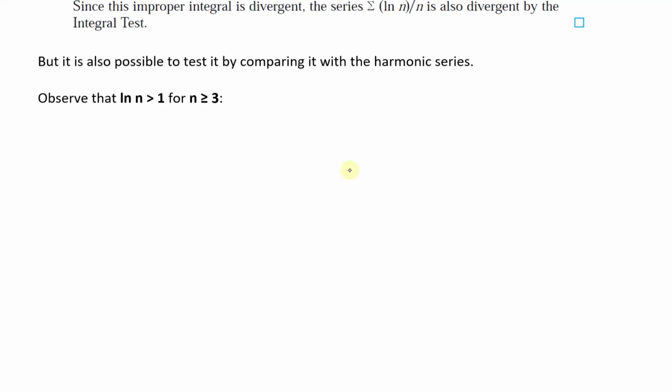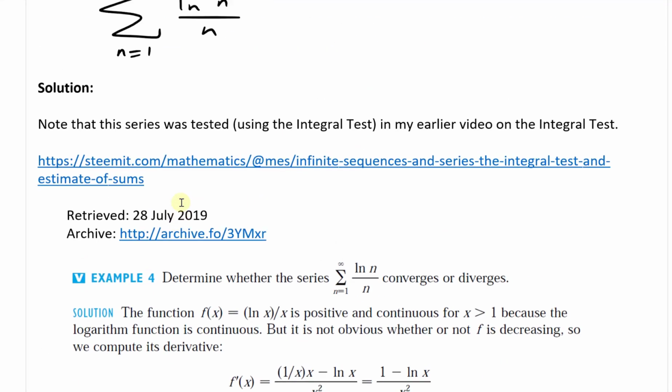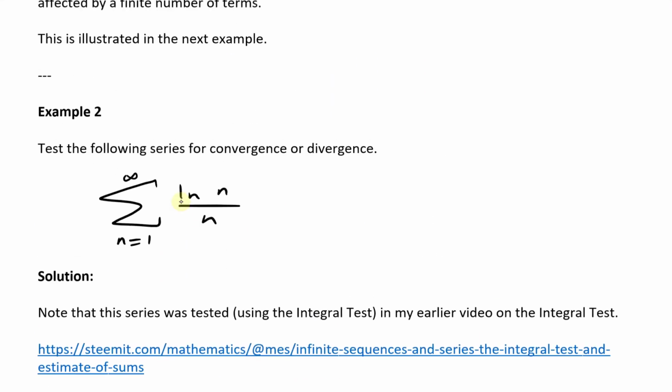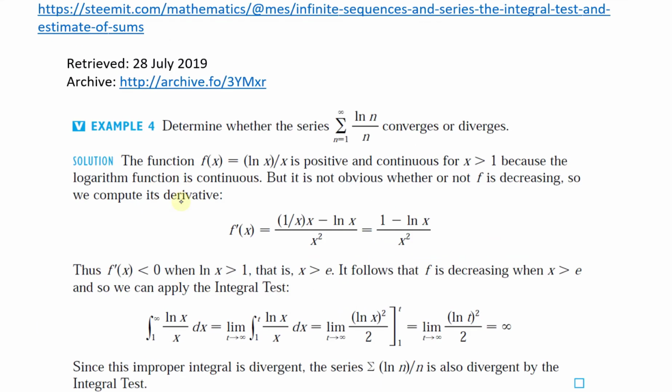So observe that ln n is greater than 1 for n greater than 3. The reason this is important is that if it's greater than 1 when n is greater than or equal to 3, and I'll show that it is, then ln n, which is greater than 1, is going to be greater than 1 over n, because we have an n there. So this will be greater than the harmonic series.